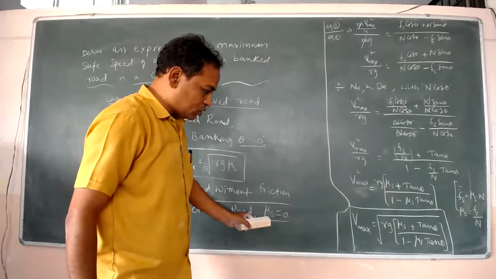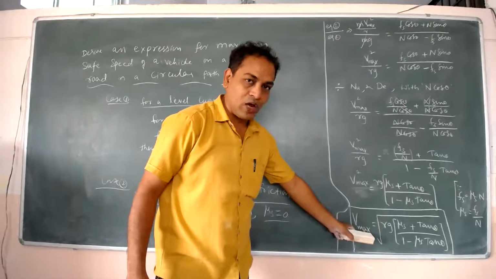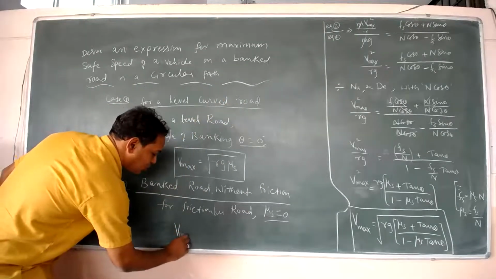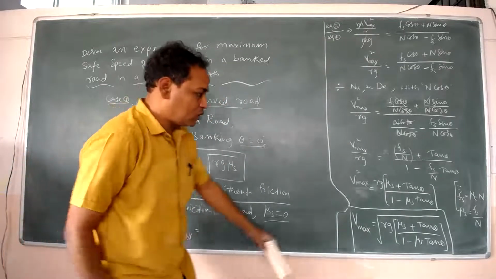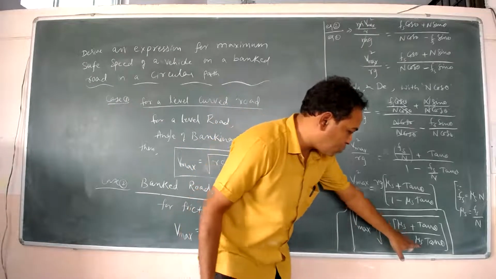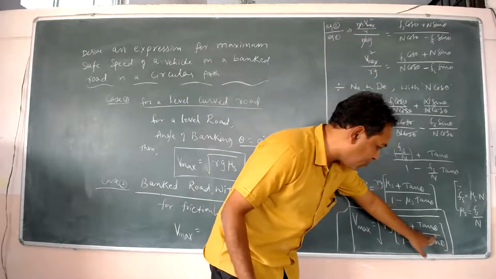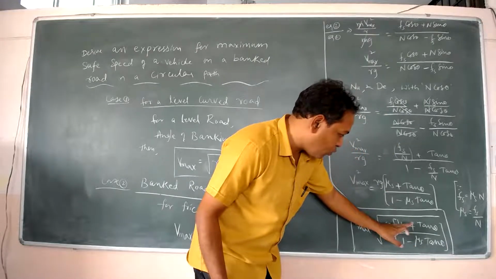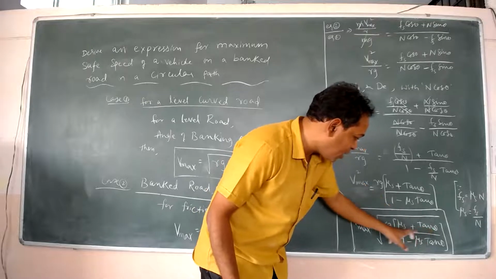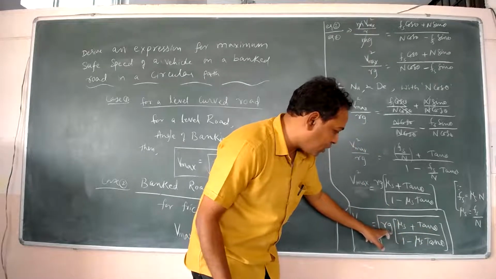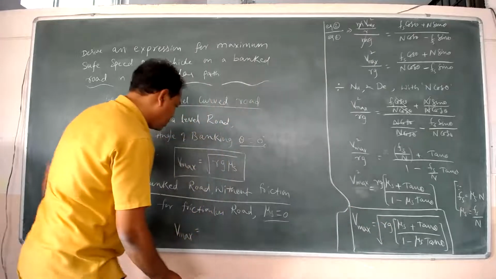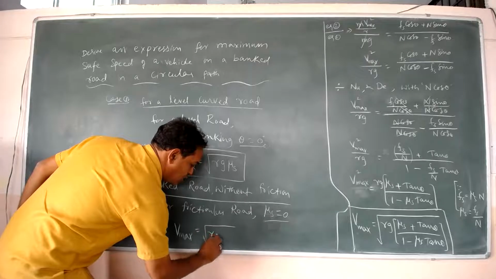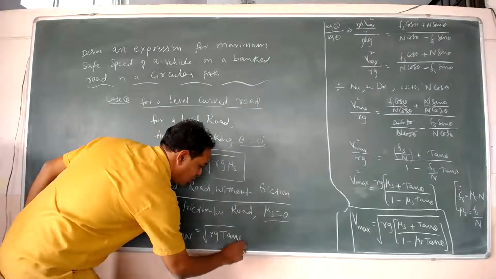So if you put mu s equal to 0 in this formula, we can write V max equals, with mu s being 0 here and also here. Mu s being 0 means this entire term becomes 0. Here 1 is left, and this is also 0. What is left is tan theta as well as Rg. So if I multiply with this, we will get root of Rg tan theta.